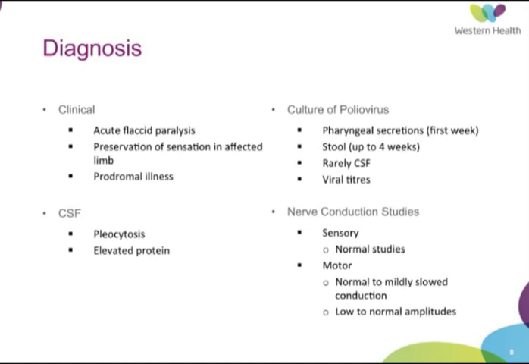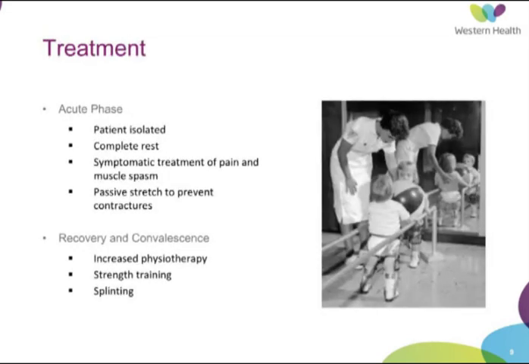The treatment in the acute phase is patient isolation so as to prevent spreading of it. Complete bed rest, and this has come about because they've shown that the harder you work a muscle in that acute phase, the more damage you do. So symptomatic treatment in terms of analgesia and muscle spasm, but also starting early passive physio to prevent contractures. During the recovery in the convalescent phase, there's increased physiotherapy and strength training and the use of calipers or splinting, not only to prevent contractures but also to allow physio to occur.